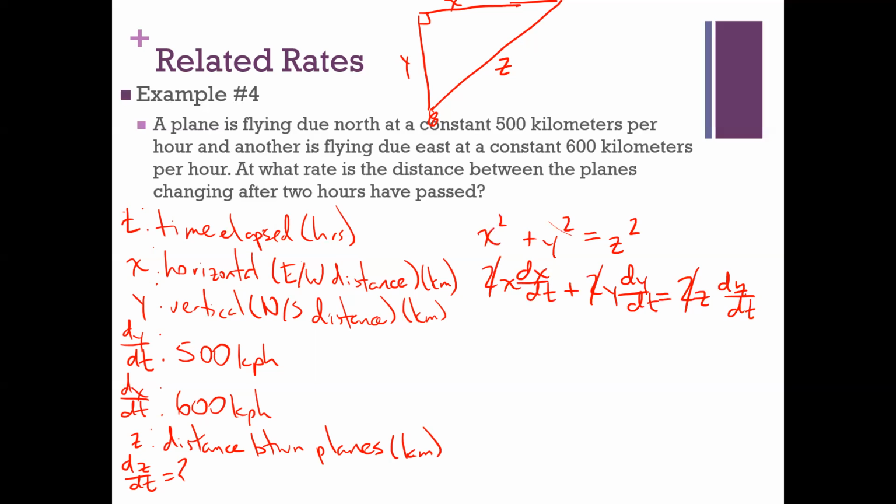So I want dz/dt, which means I better be able to find out everything else. I'm going to compact things a little bit. X prime plus y prime equals z prime. Z prime is the thing I want to find out. Do I know anything else? Do I know x and y? Do I know x prime and y prime? Yeah. What's x?